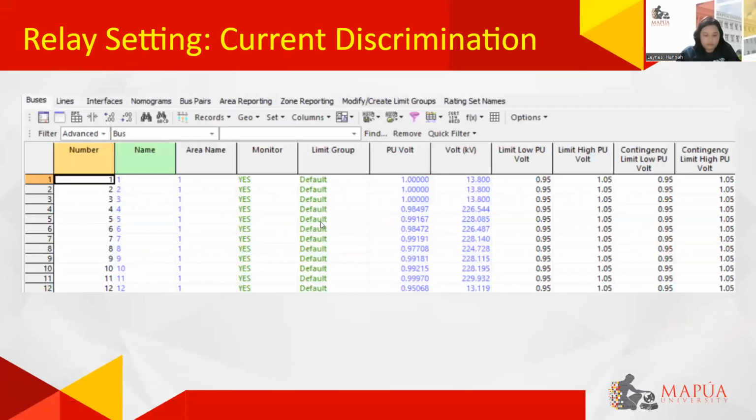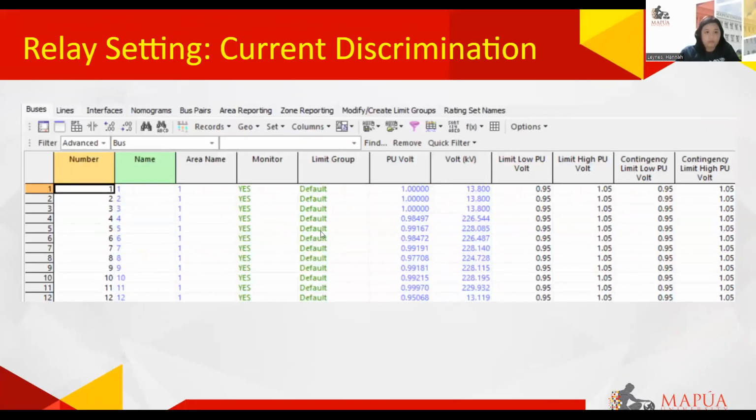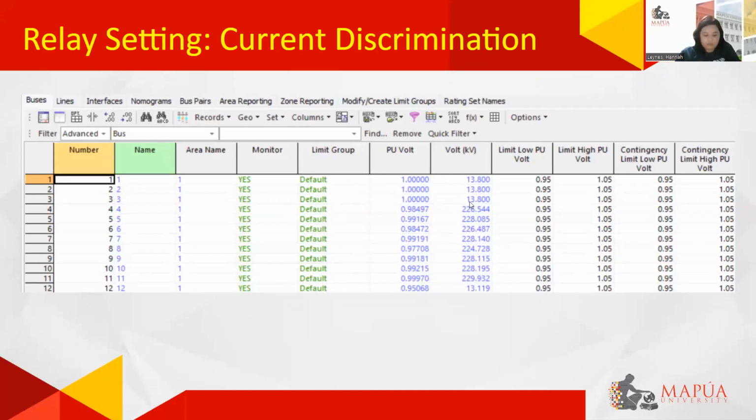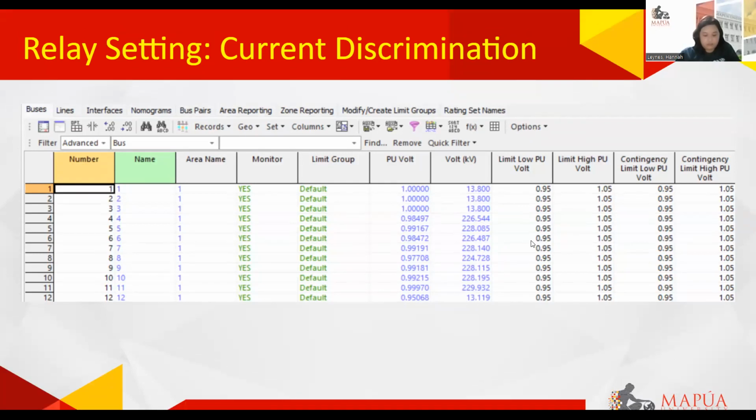Then we can see here the current discrimination. The idea is that a system's fault current weakens the farther it is from the source. So at the beginning of every segment, a current-based protection is placed. The setting is higher than the maximum current generated by an upstream fault, but lower than the lowest short circuit caused by a problem within the monitored section.